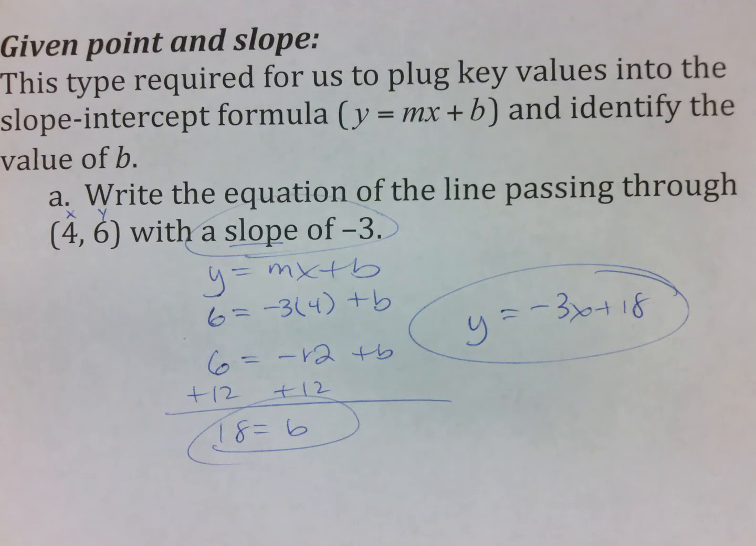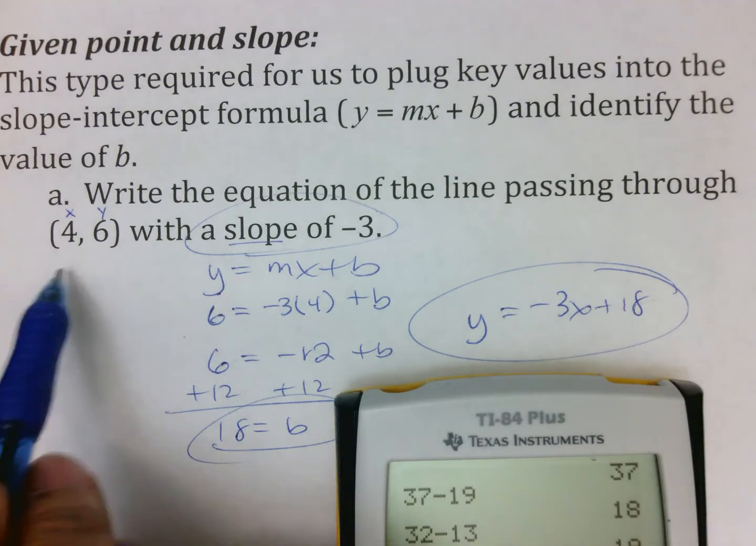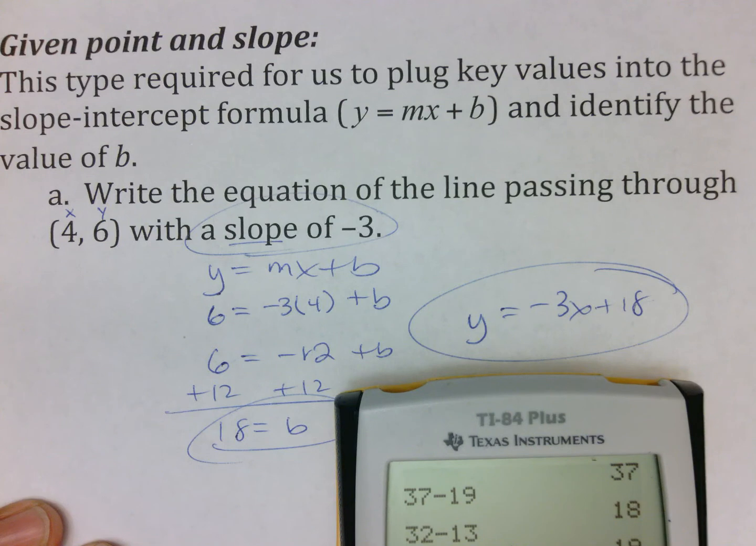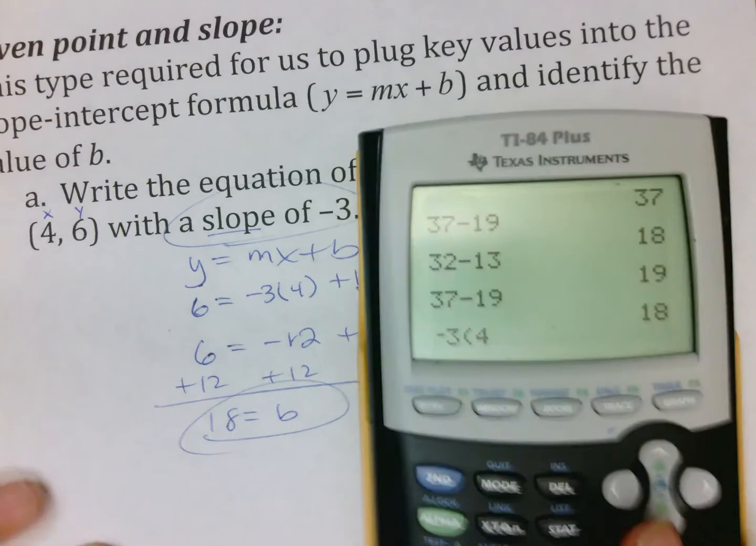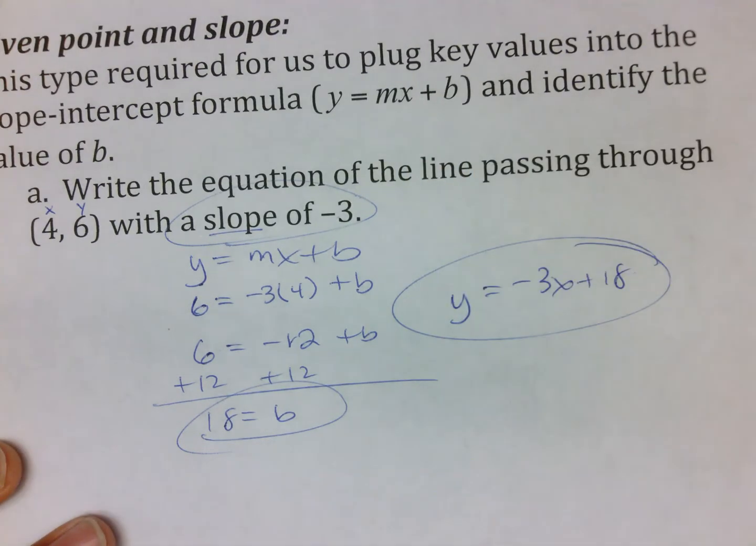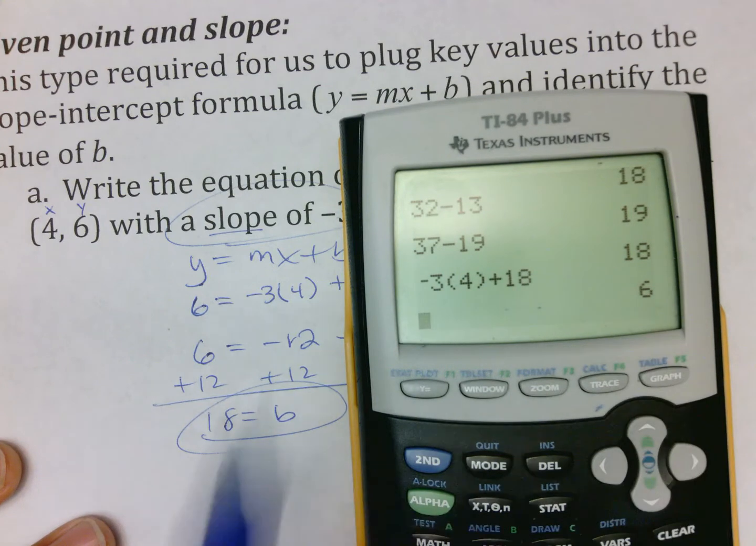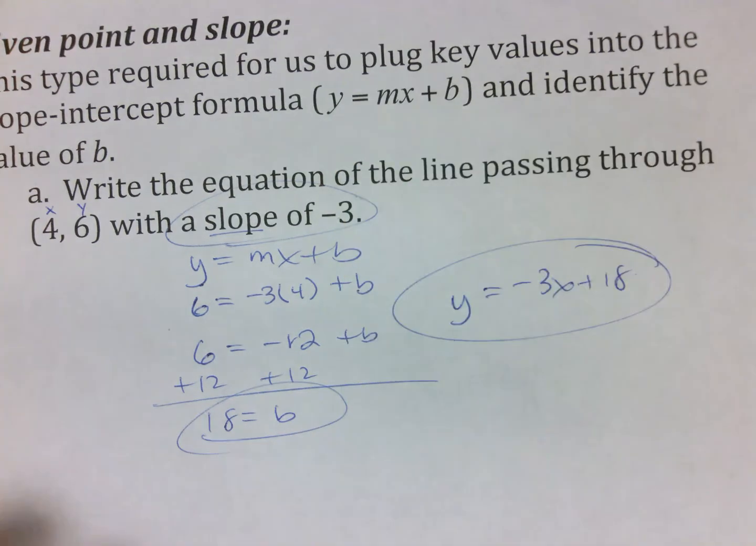Keeping in mind that you could check that answer by plugging in x here and seeing if you get 6. So negative 3 times 4 plus 18 gives us the answer of 6, which is what we're supposed to end up with. That's how you know you had it right. Alright.